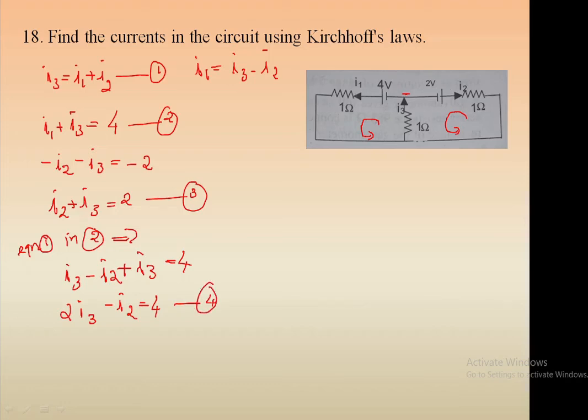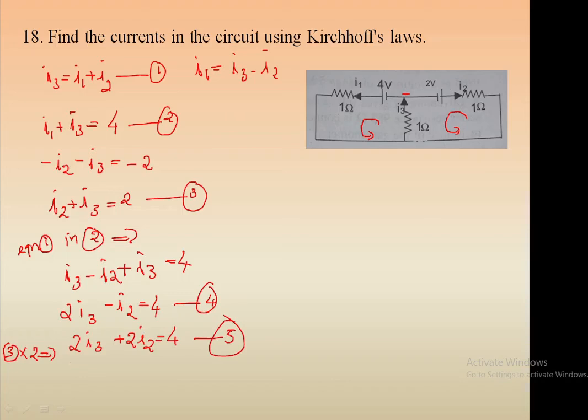Now let us multiply equation 3 by 2. We have I2 plus I3 equal to 2. Let us multiply each term by 2. We have 2I3 plus 2I2 equals, on the right side we have 2, so 2 into 2, 4. That is equation number 5.